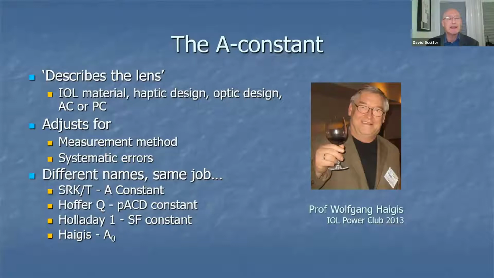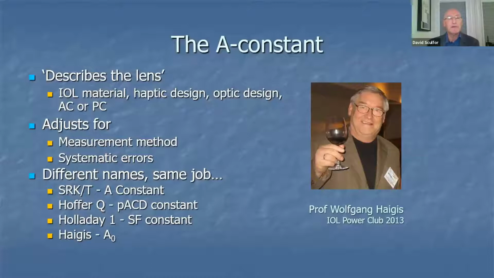It describes how that lens is going to sit in the eye and how it will behave in terms of its optics. So that can be influenced by things like the IOL material. If you've got a high index lens, that's going to behave differently from a low index lens. The haptic design certainly makes a big difference. If you've got angled haptics, the lens will tend to sit further forward in the eye than one with straight haptics. The optic design makes a difference, whether all the power is on the front surface, back surface, or equally split between the two. And of course it makes a big difference whether that lens is intended for implantation in the anterior chamber or the posterior chamber.